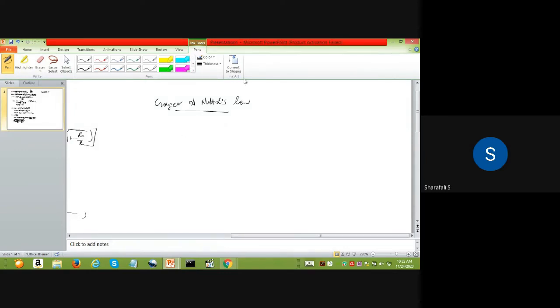So that can be represented, let's say, in this case, we'll take log lambda versus, in this axis it is energy, so it will be z by root.